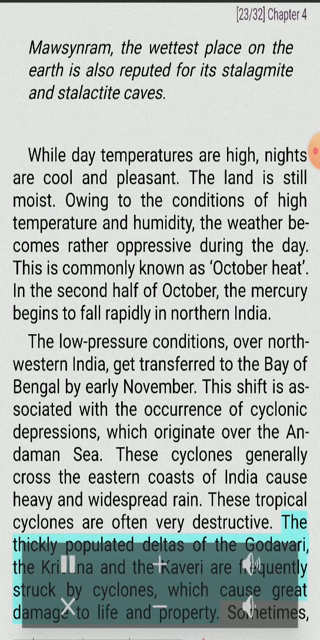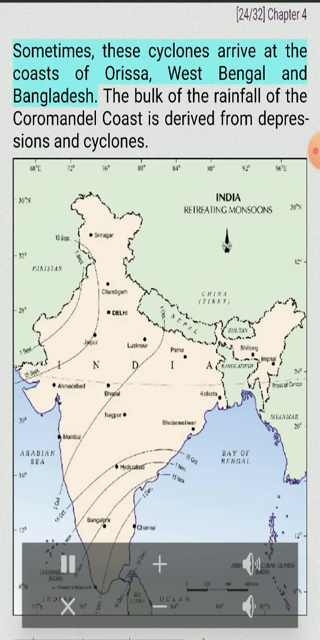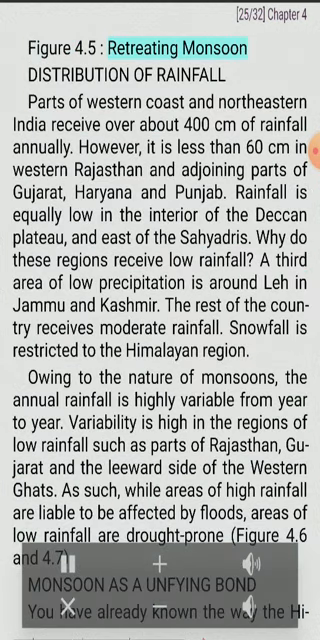The thickly populated deltas of the Krishna and the Kaveri are frequently struck by cyclones, which cause great damage to life and property. Sometimes, these cyclones arrive at the coasts of Orissa, West Bengal and Bangladesh. The bulk of the rainfall of the Coromandel coast is derived from depressions and cyclones. Figure 4.5. Retreating monsoon. Distribution of rainfall.